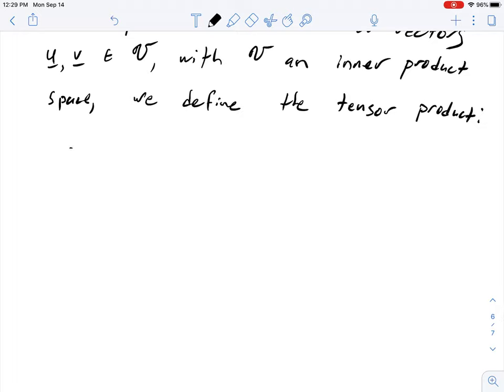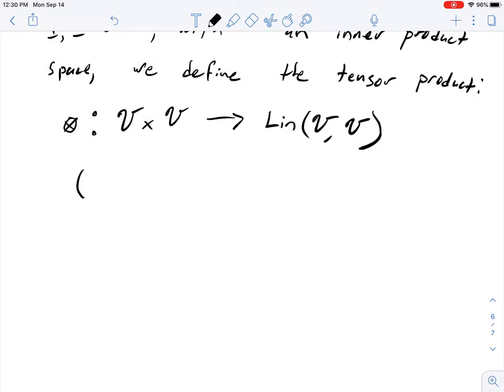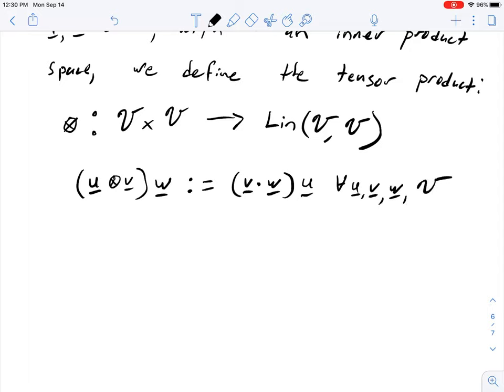So the tensor product is going to be a circle with the times through it. In LaTeX, it's backslash otimes. And that maps two elements of V to Lin V V. And it works like this. U tensor product v acting on w is defined as v, the second argument of the tensor product, dot w, so that's a scalar, times u, for all u, v, w in V.